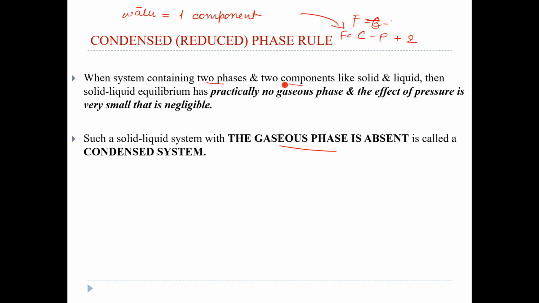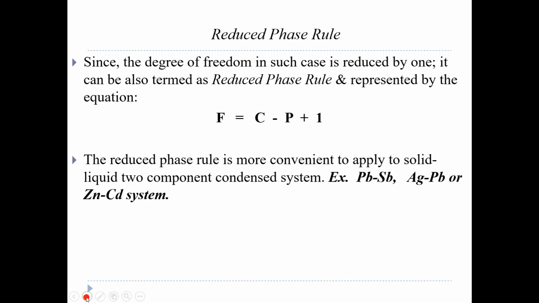Now we are talking about a two component system. For two component systems like solid and liquid, the solid-liquid equilibrium has practically no gaseous phase. For example, if you are dissolving salt in water, is there any gas in that? No. So there is no gaseous phase. The effect of pressure is very small or negligible, and that is why we don't even consider it. Hence we say for a solid liquid system the gaseous phase is absent, and when you apply the phase rule to such a system, we call it a condensed system, and we change the formula also now.